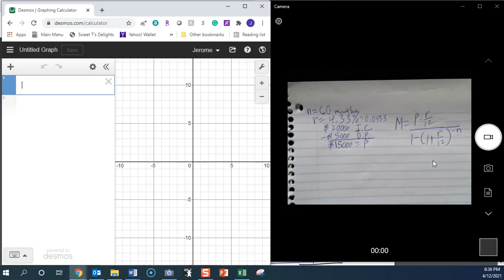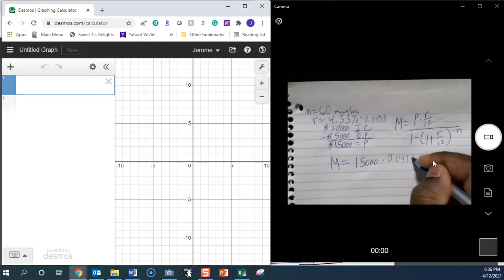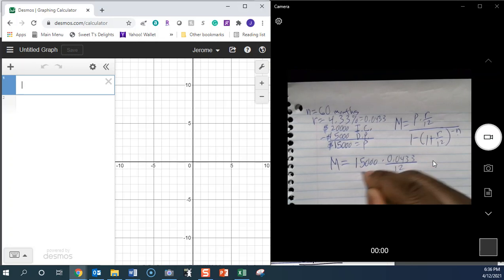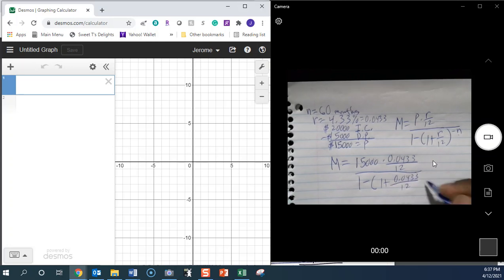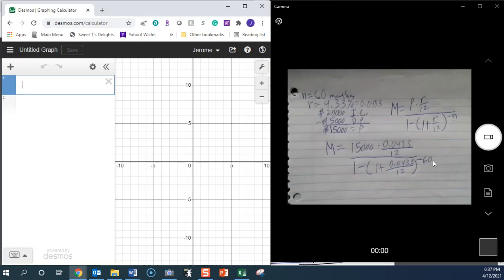So now we go through and substitute. You have M is equal to, the principal is 15,000, times the rate is 0.0433, divided by 12, all over 1 minus 1 plus, the rate is 0.0433, all over 12, and then raised to the negative 60th power. Now this is what you were supposed to put in your calculator. Now, I'm going to type this in your calculator.